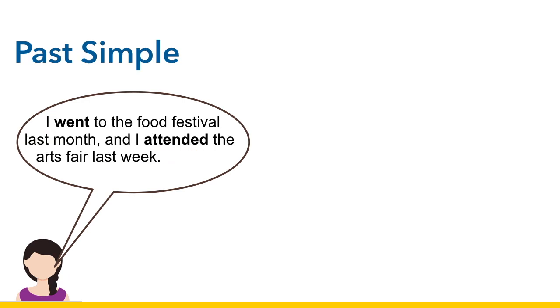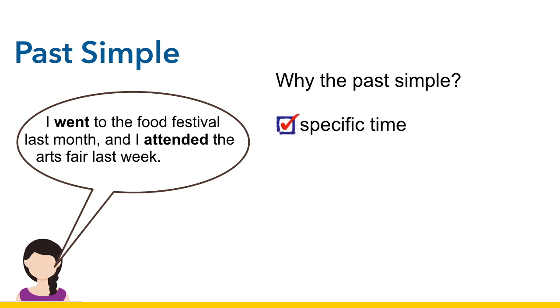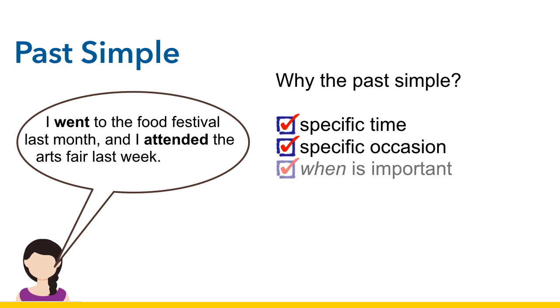Here, Rachel uses the past simple. Why? "I went to the food festival last month and I attended the arts fair last week." She's talking about a specific time in the past and a specific occasion. A food festival and an arts fair. These are specific events in the past. In this case, when is important because you see last week, a specific time in the past. Use the past simple when you have a specific time in the past.